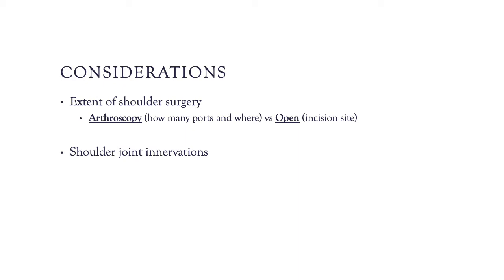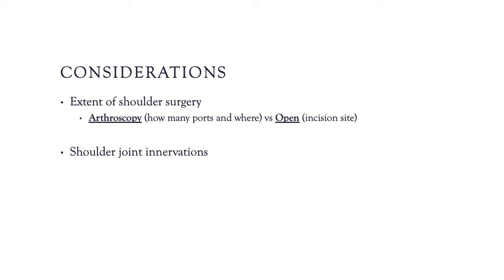Before I introduce some combinations or options to you, there are two considerations we have to think of. One is the extent of the shoulder surgery. It can be arthroscopic, it can be open. For arthroscopic surgery, you have to know where the ports will be put and how many ports there are. For open surgery, you have to understand which approach the surgeon would use. Is it transpectoral or transdeltoid? They are totally different.